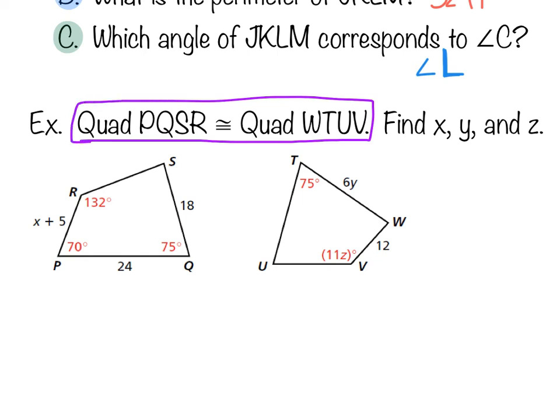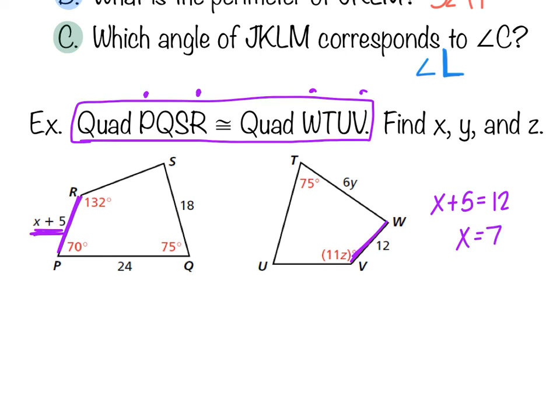So X, where is X? X is right here. And X is part of the side length of RP, right? So RP is going to correspond with VW. So where's VW? It's over here. So I can write the equation, and since corresponding side lengths are equal, x plus 5 is going to equal 12. So that makes x equal to 7.